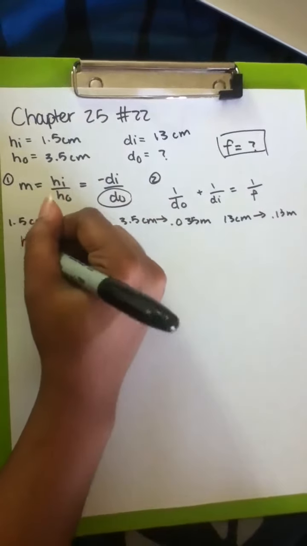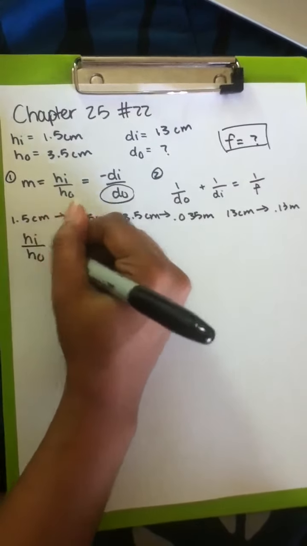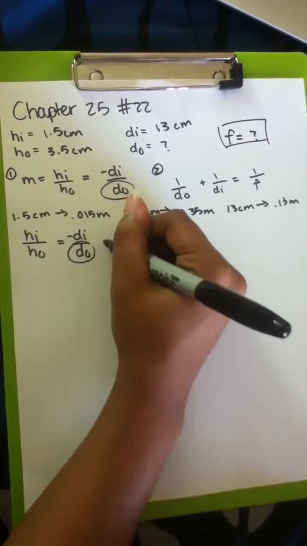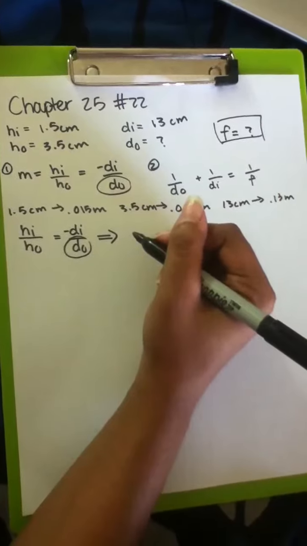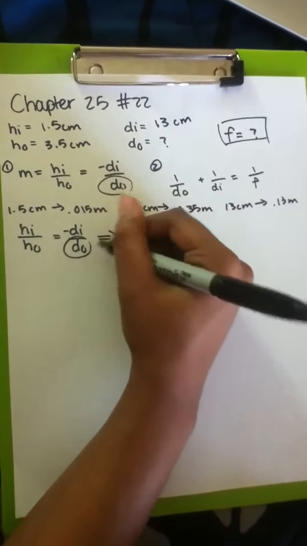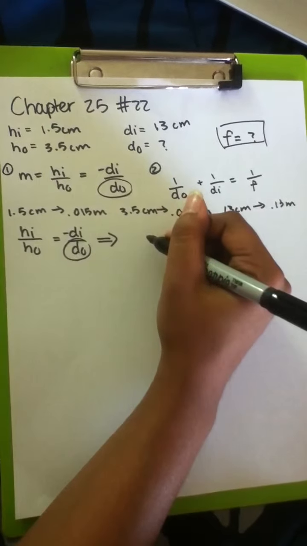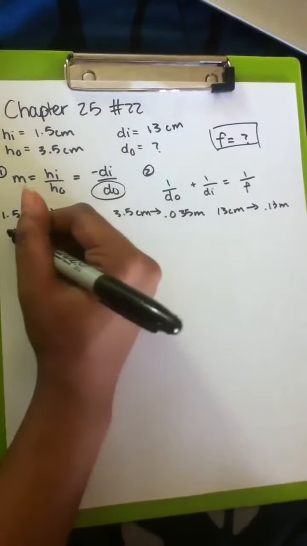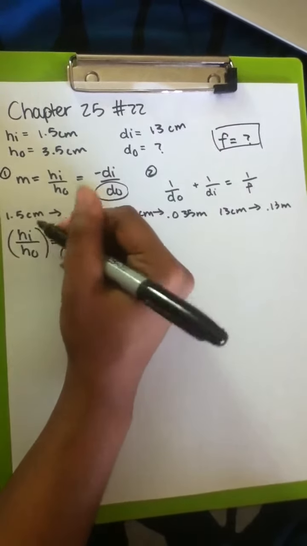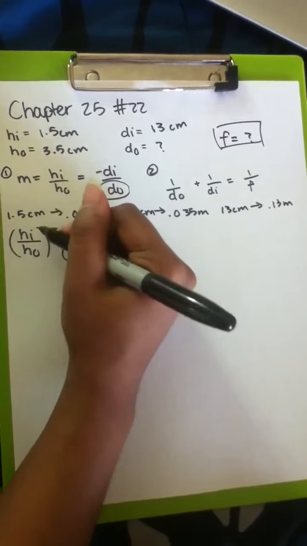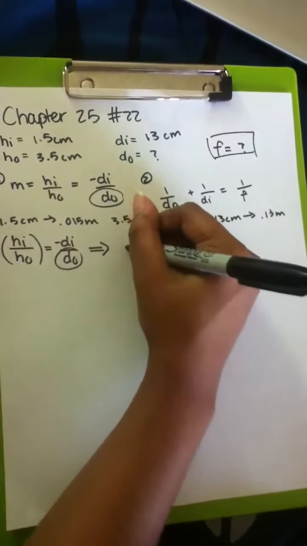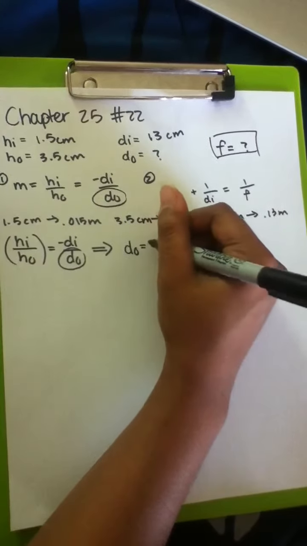So I'm going to rewrite this equation right here. And because we want to look for the distance of the object, I am going to do a little algebraic manipulation. I'm going to multiply both sides by the distance of the object, and then divide each side by the height of the image divided by the height of the object. Dividing both sides by this is basically the same thing as multiplying by the reciprocal. Therefore, I'm going to get a final equation of this right here.